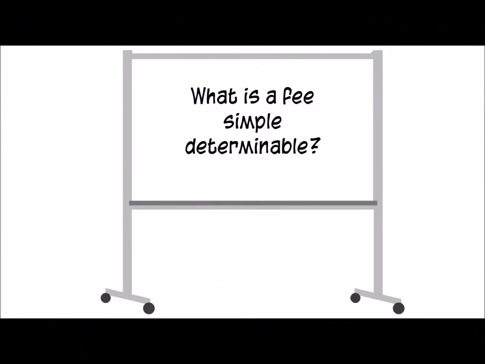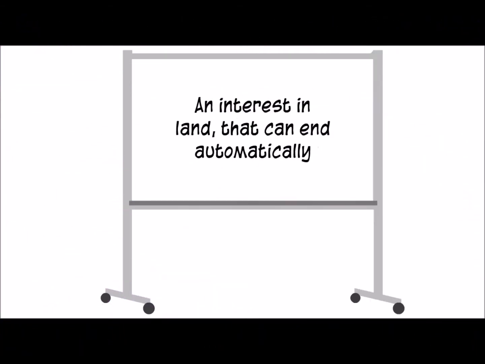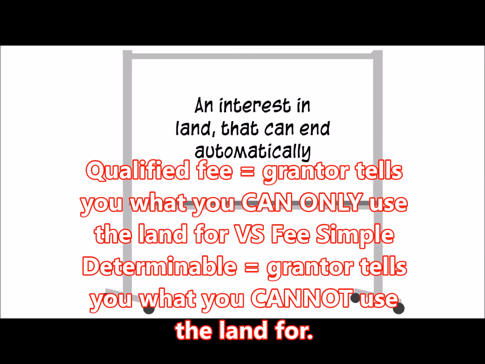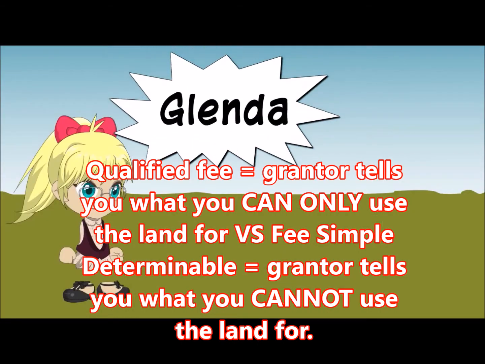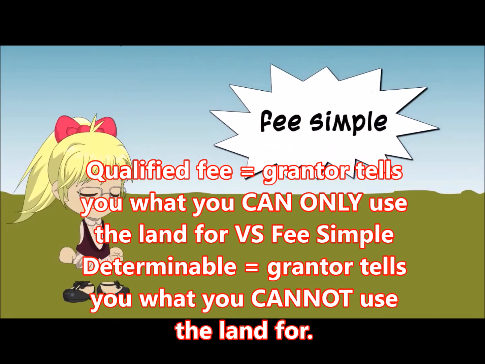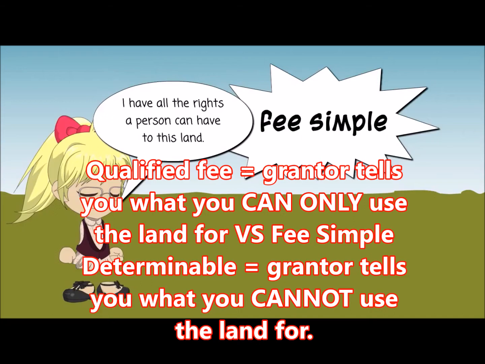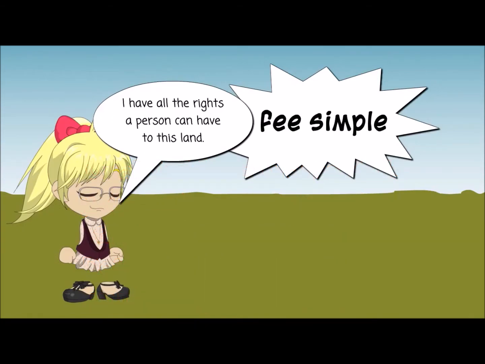In this video, we will discuss the fee simple determinable. A fee simple determinable is an estate or an interest in land that can end automatically. For example, let's say we have Glenda, and Glenda has some land. And we'll say Glenda has a fee simple estate. That means she owns the land and has all the rights one can have in the land.